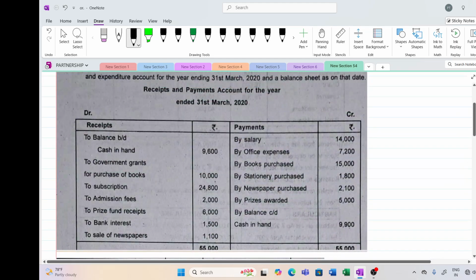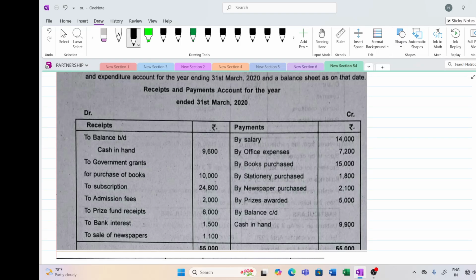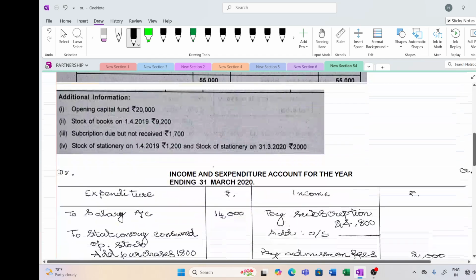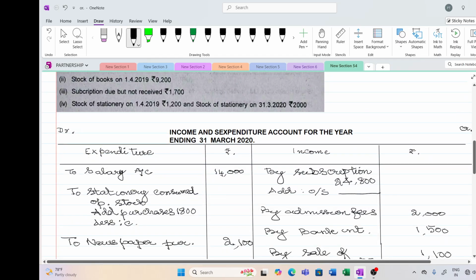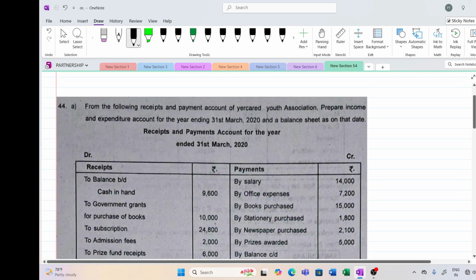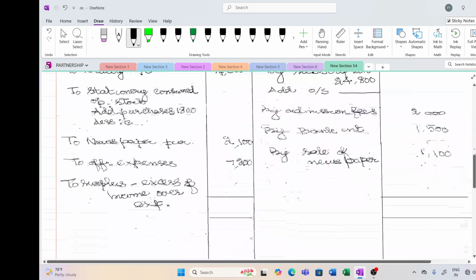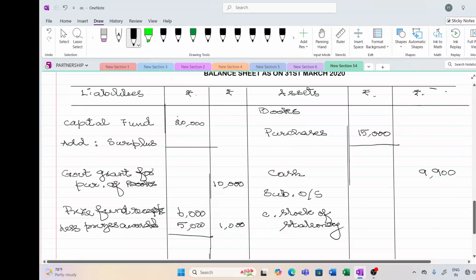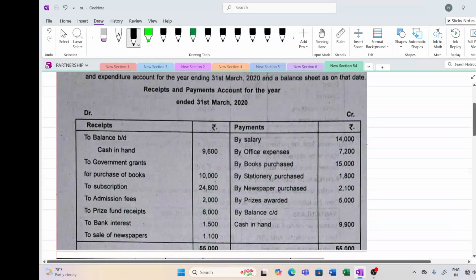Now moving on to the payment side. Salary we are going to make every month. So it is a recurring revenue. So I have taken salary and office expenses this side. Salary 14,000 and office expenses. Next item is books purchased. Books is an asset. Asset purchased is a capital expenditure. So I have taken it to the balance sheet asset side.